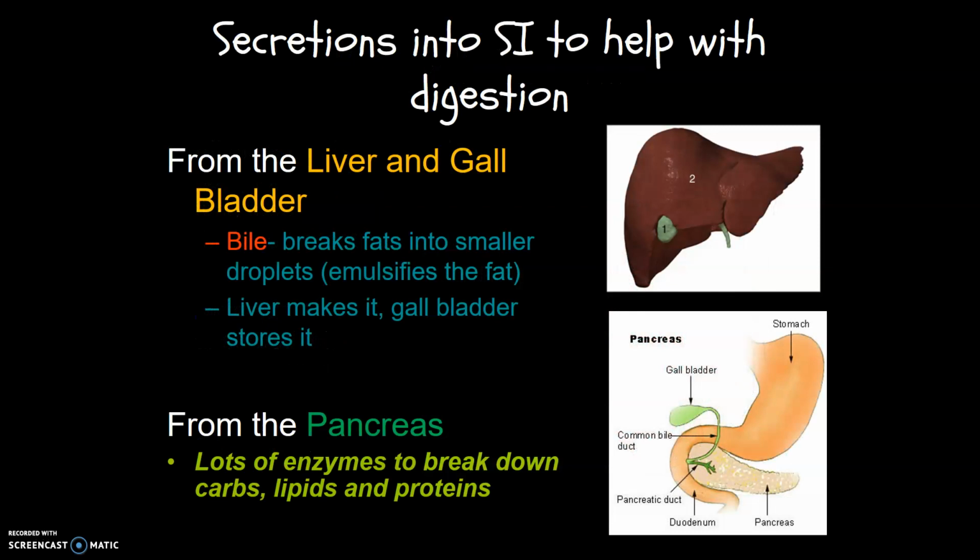There are several other organs within our digestive system that produce digestive juices that help the stomach and small intestine perform their jobs. These include organs such as the liver and gallbladder. Now, the liver produces a very important enzyme called bile, a substance that breaks fats into smaller droplets. Now, bile is then stored in the gallbladder. Important enzymes also come from the pancreas, which produces a number of enzymes to break down carbs, fats, and proteins. And so you'll notice that a number of different organs actually contribute to helping us digest the foods that we eat.